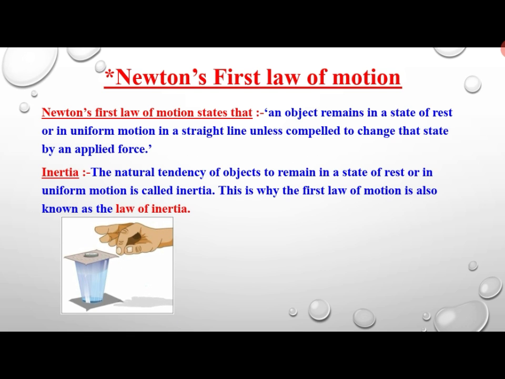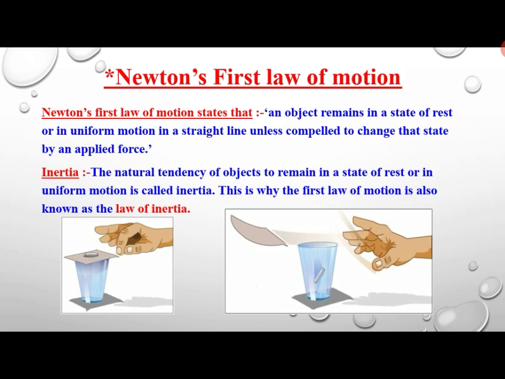Let us consider an example. We have a glass filled with water, a cardboard or a paper is placed over that, and a coin is lying on that paper. Now, in order to understand the concept of inertia, let us hit this cardboard with some force. What we observe is that the cardboard flies off and the coin falls down into the glass. Why is it happening? Why is the coin not moving with that cardboard? This is because of inertia.